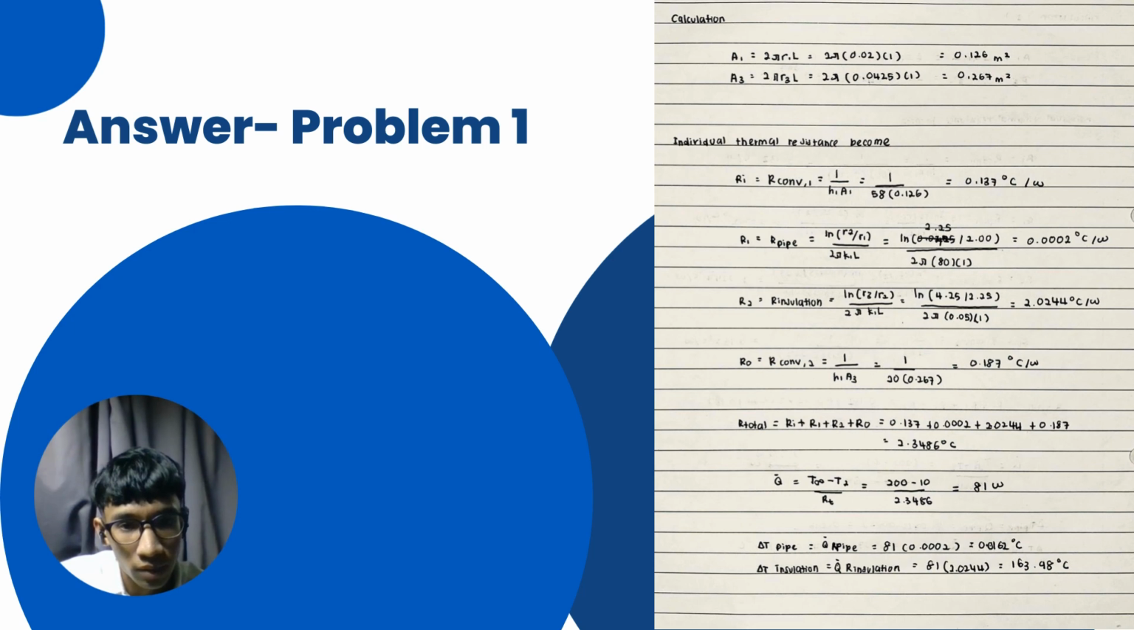And then R total equals all the Ri plus R1 plus R2 plus Ro. And then Q dot equals temperature infinity minus temperature, over R total. And then for the temperature difference of the pipe, it equals Q dot times R pipe. And for the temperature difference of the insulation, Q dot times R insulation. And then you get the answer. That's all.